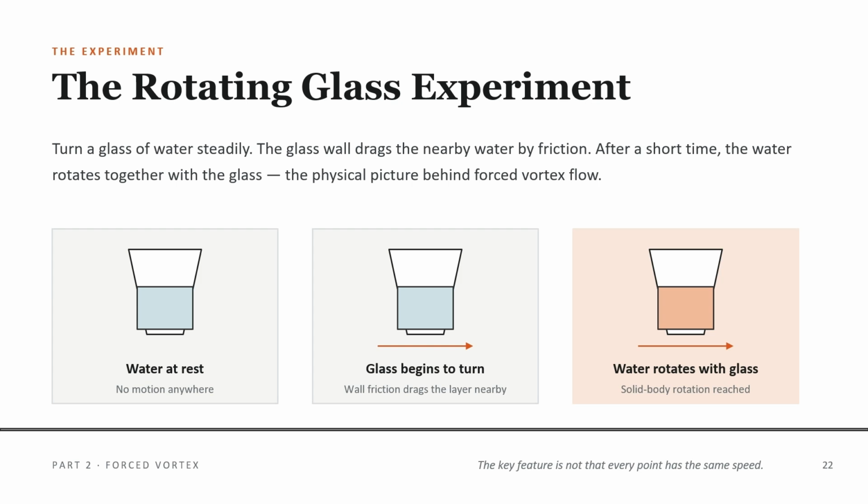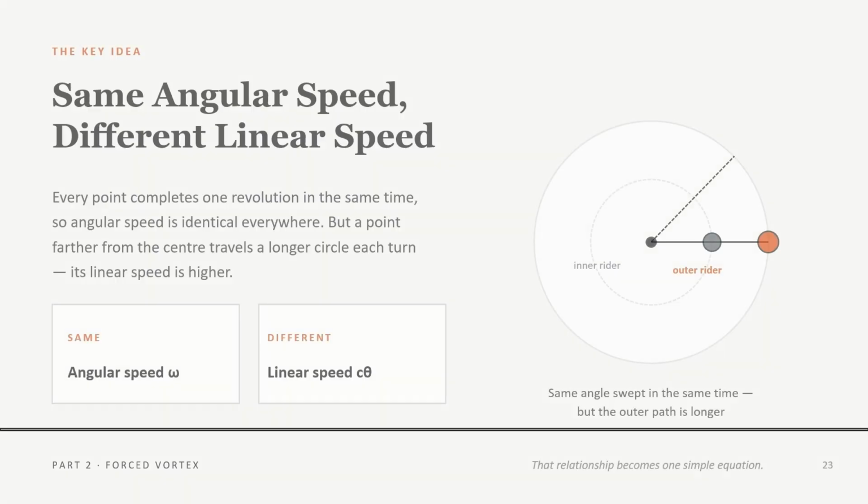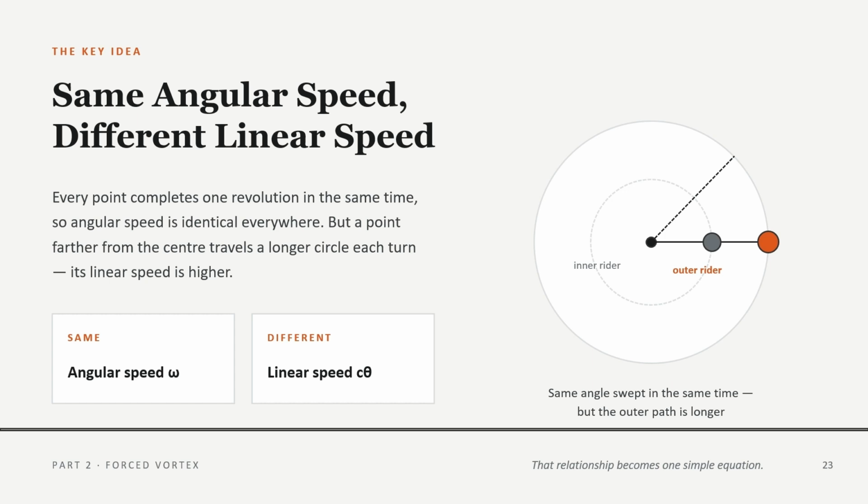The key point is that every radius completes one revolution in the same time. Same angular speed, different linear speed. If every radius completes one revolution together, angular speed is the same everywhere. But the outer liquid travels around a larger circle in that same time, so it has a higher linear or tangential speed. A merry-go-round gives the same picture. A child at the rim moves faster than a child near the center.